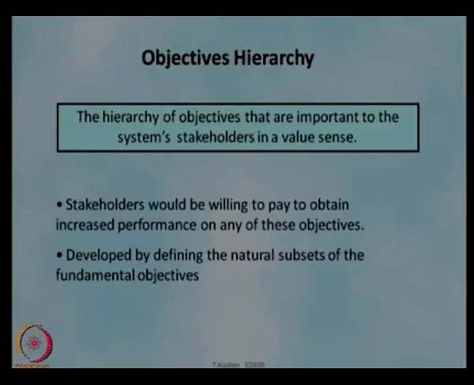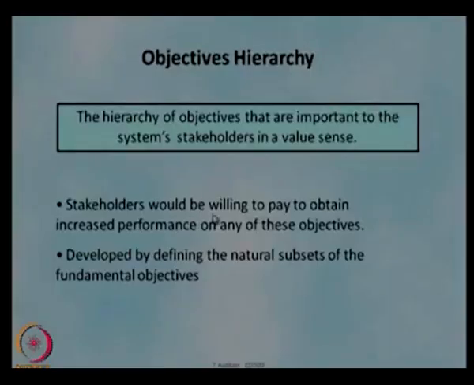So the stakeholders will tell, okay, if I can improve that particular feature, the performance or the response time or the cost, if you can reduce the cost, I will be ready to spend more money for the development stage. If the operational cost can be reduced, even if the development cost is slightly higher, the customer will be ready to pay for that. So designers should understand the willingness of these stakeholders in this regard. And then this is developed by defining the natural subsets of the fundamental objectives.